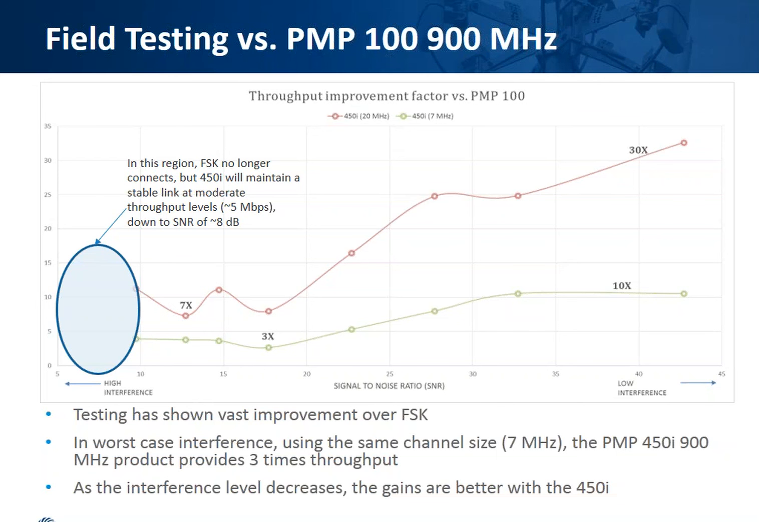Now, as interference gets higher, you can see that it still maintains about 3 times the amount of throughput as the FSK. So you're talking 12 or 14 megs of throughput. The area that's shaded in the blue circle is an area where the FSK no longer connects, but 450i maintains that stable link even at the lowest modulation. So you're able to do things that you couldn't do even with the PMP 100.